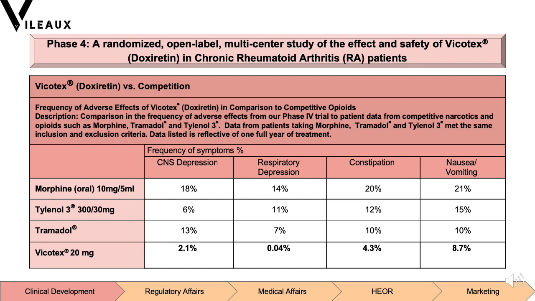Compared here is the frequency of common side effects observed while taking other opioids such as morphine, Tylenol-3, and tramadol over extended periods of time. In comparison, Vicotics was observed to have significantly lower frequencies of adverse effects, indicating better quality of life.